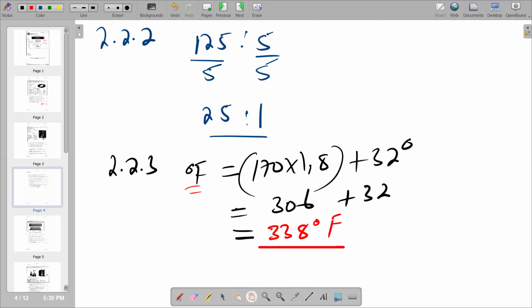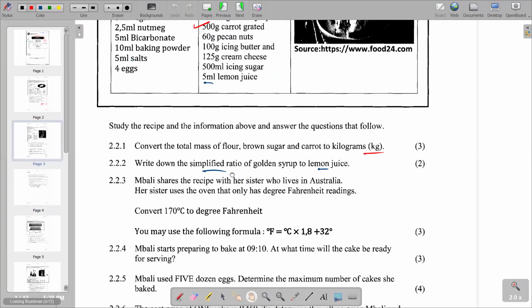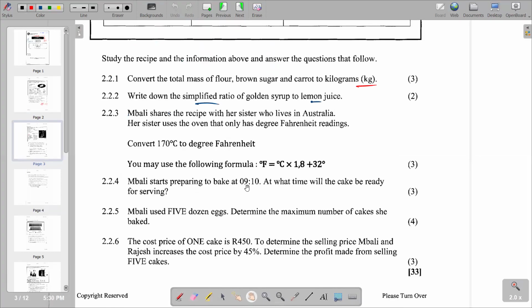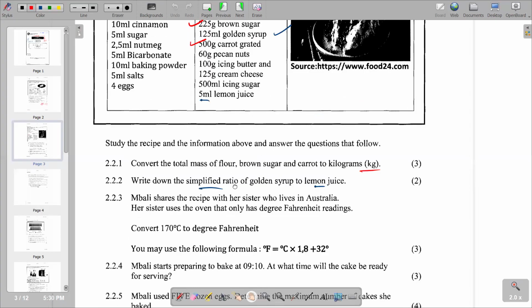And we can try to go to the next question that we have, which is saying Mbali starts preparing to bake at 09:10. At what time will the cake be ready for serving? So we try to see the periods of baking that we are given, or the duration that we are given in the information that we have here.